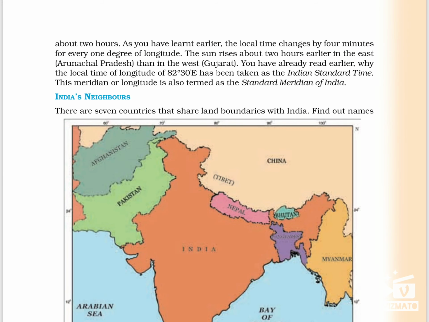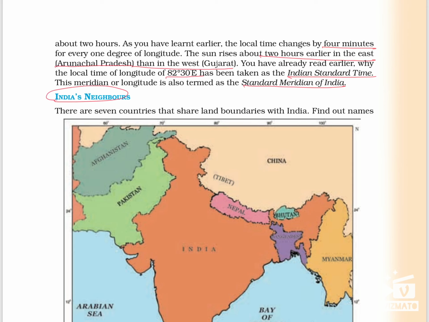This we have seen earlier, that 1 degree means 4 minutes. The sun rises about 2 hours earlier in the east, that is in Arunachal Pradesh, than in the west, that is in Gujarat. So the local time of the longitude 82 degree 30 minutes east is taken as Indian Standard Time. This is called the Standard Meridian of India.